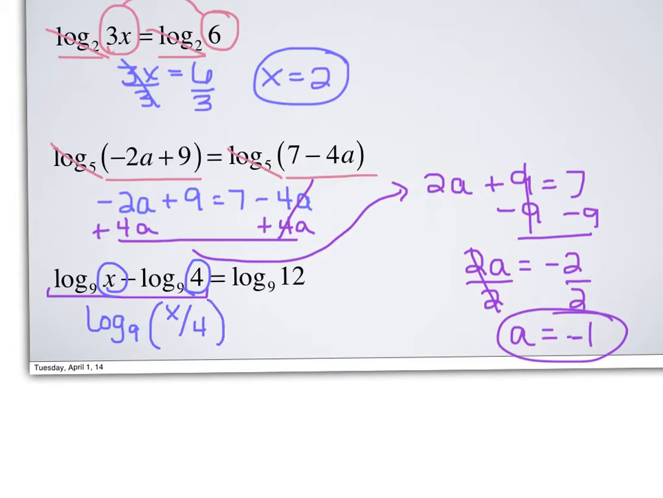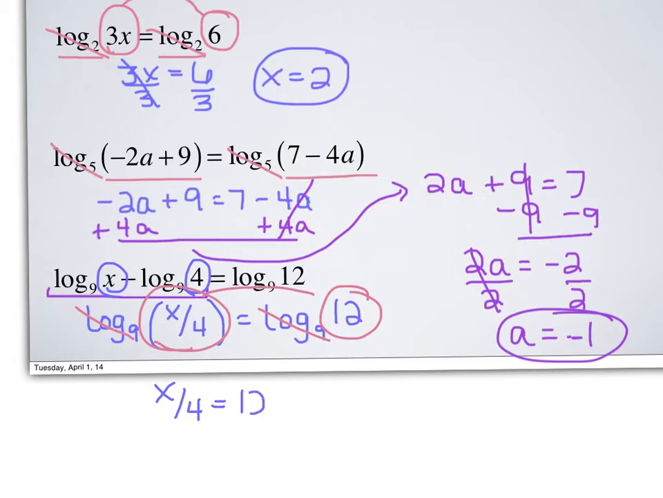So log base 9 of x over 4 equals log base 9 of 12. So now I've got that situation where I've got a log and a log. I can cross that log off, cross that log off. I know that x over 4 must be equivalent to 12. So I would say x over 4 equals 12, and then I would multiply by 4, and you end up with x equal to 48. Okay, so that one took a little bit of work at the beginning. I had to combine those logs on the left side. But then once I got it in that log equals log form, I could just drop the logs off and I'd be good to go.